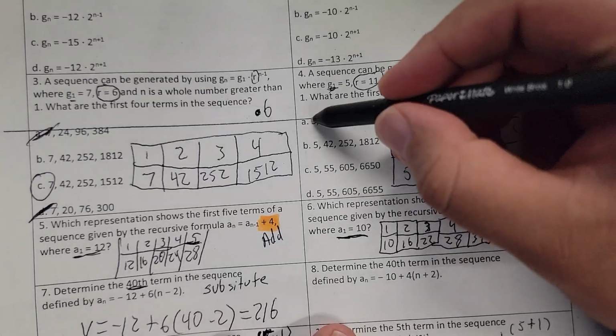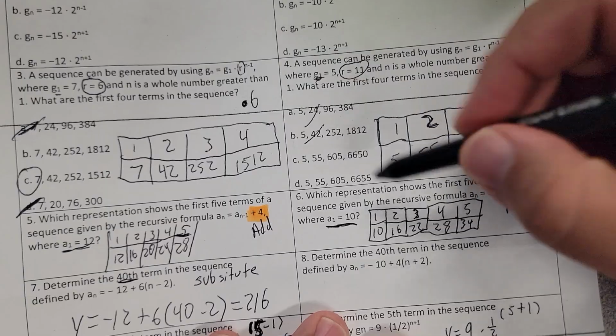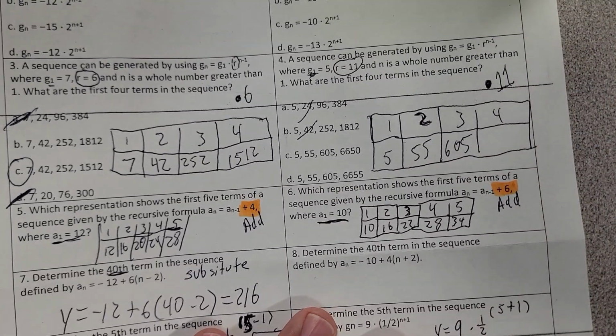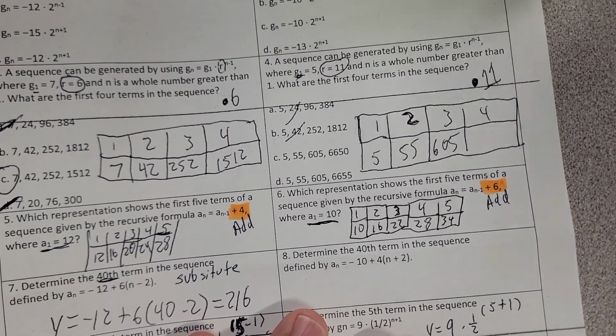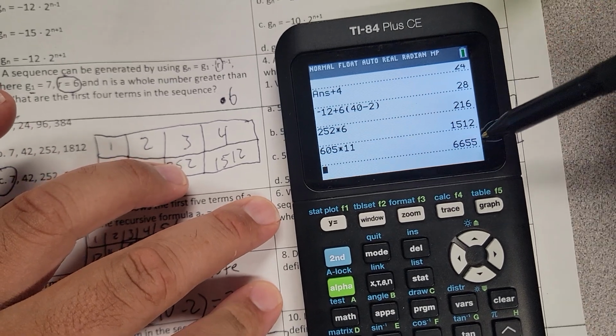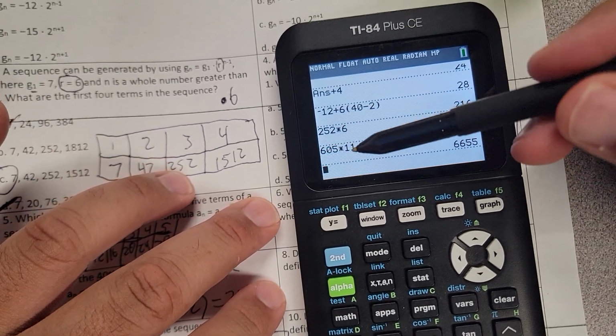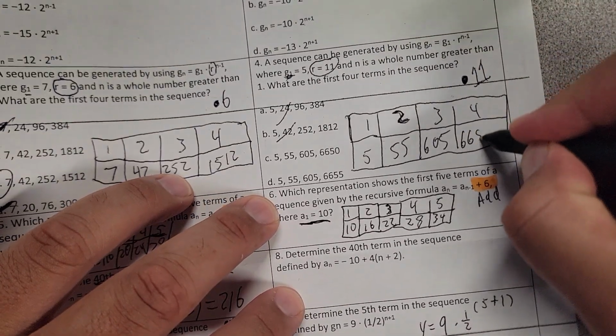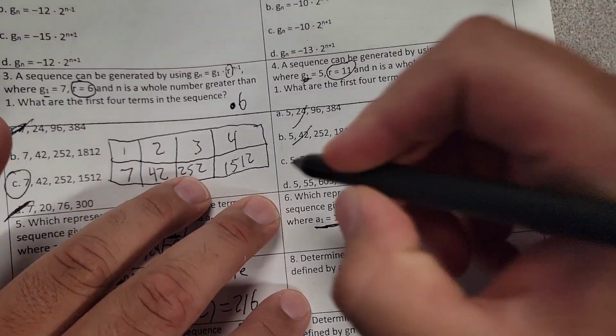So again, A is not an answer, B is not an answer. So these are matching. I just have to look at the last one. 605 times 11. So use your Desmos calculator. Just put 605 times 11. That's 655. Or sorry, 6655. So my answer is D.